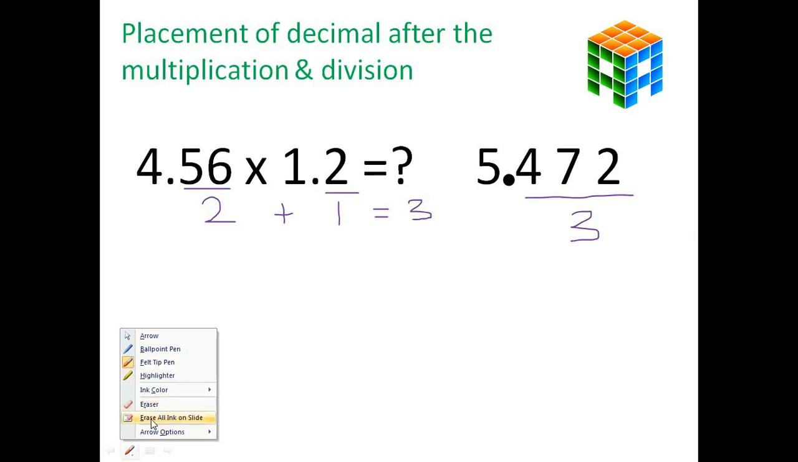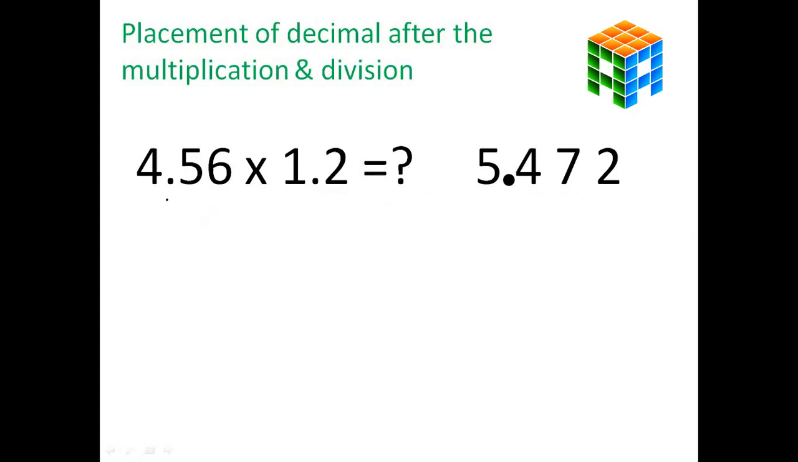I will repeat once again. Let me check in the question. In 4.56 we have 2 digits after the decimal. In 1.2 we have 1 digit after the decimal. So 2 plus 1 makes 3. So we should have 3 digits after the decimal point in the answer.